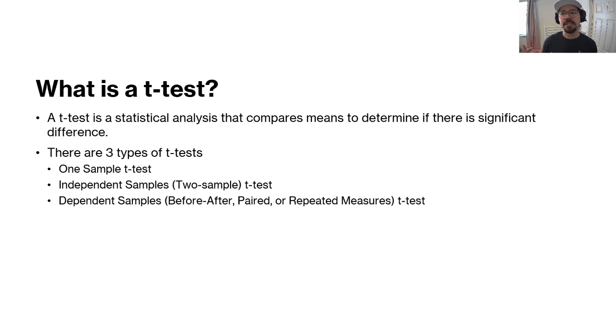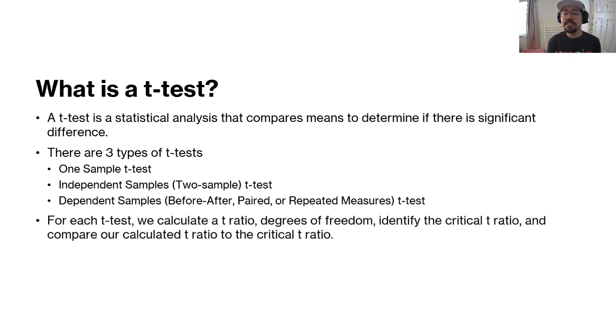I incorporate these alternative terms because if you're reading through research and you're seeing these different terms, a particular researcher may prefer using before-after or paired t-test instead of dependent samples. So getting familiar with the language is an important aspect of learning statistics as a whole. Okay. For each t-test, we're going to calculate a t-ratio, degrees of freedom, identify the critical t-ratio, and compare our calculated t-ratio to the critical t-ratio.